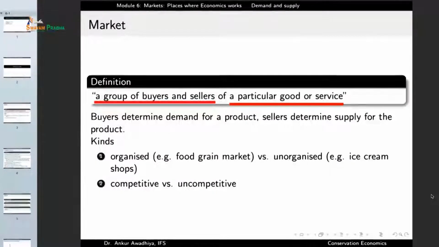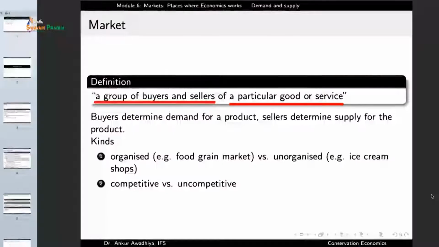On the other hand, you can also have certain unorganized markets, such as ice cream shops. In the case of an ice cream shop, there is no fixed procedure for buying or selling. We do not have an auction. You just go to an ice cream shop, you pay the money, and you get the ice cream. So, this is an unorganized market. We are not seeing any sort of organization of different buyers or different sellers coming together for a specific purpose.